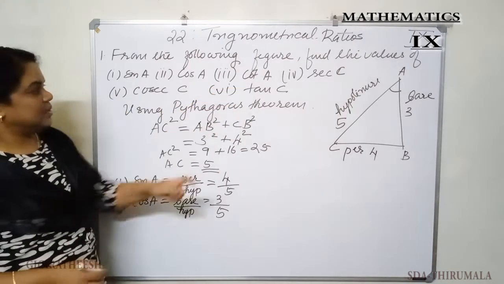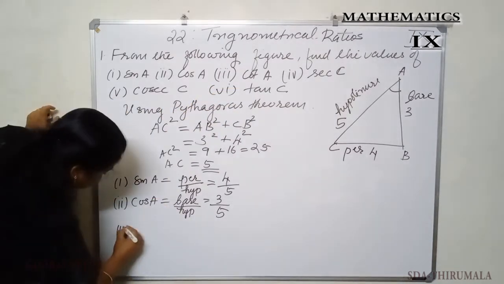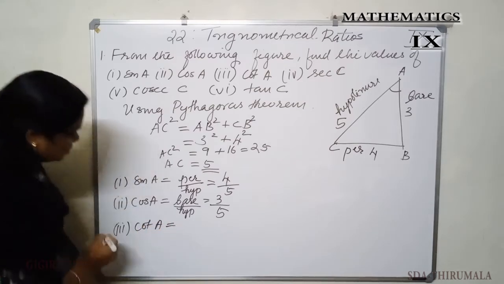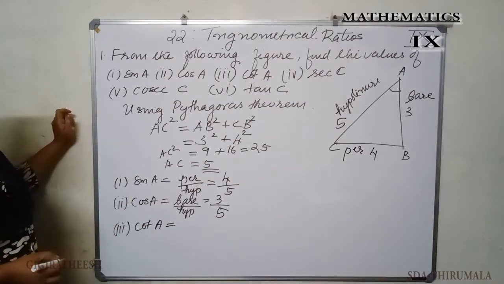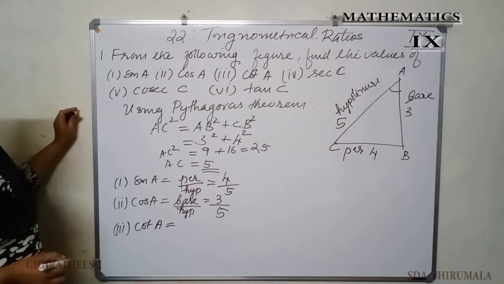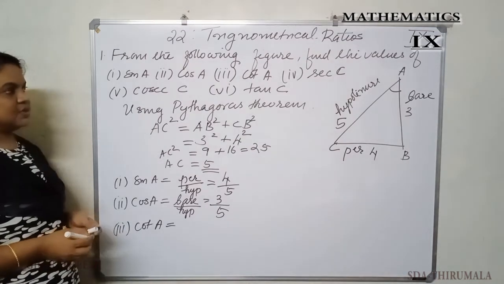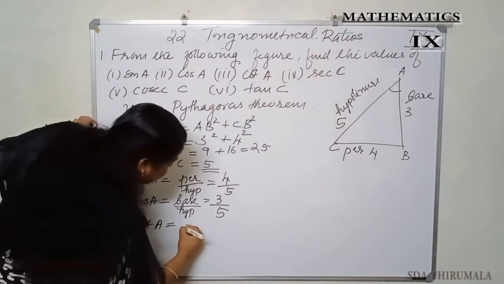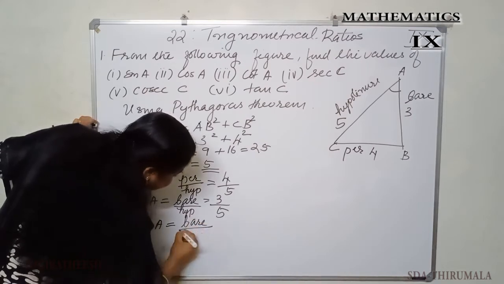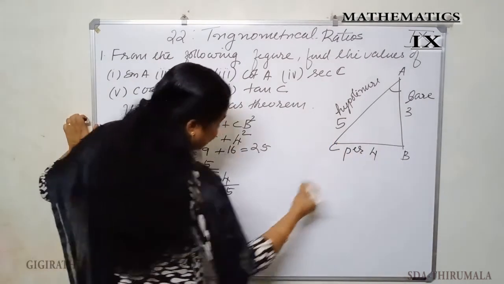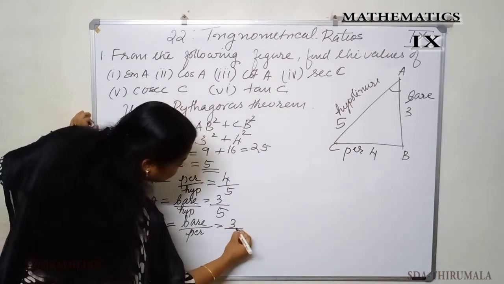And the third one is cot A. What is cot? Tan is perpendicular by base, and cot is equal to base by perpendicular. Here the base is equal to 3 and the perpendicular is 4, so cot A is 3 by 4.